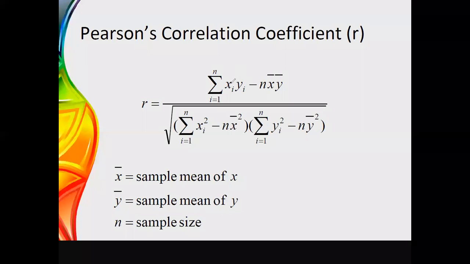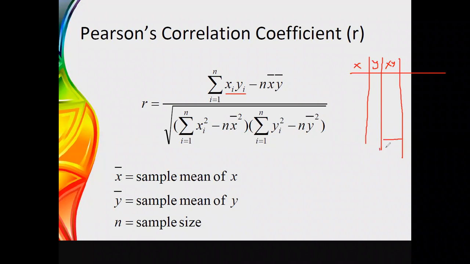Considering these terms, this is the multiplication of xy. If you have the data set in this form, x and y, you need to calculate a column for xy. At the end of this column, you can take the summation of xy, and that value has to be substituted here. Then we have n times x bar times y bar, where x bar is the simple arithmetic mean.